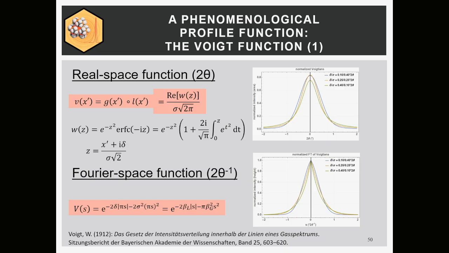Okay, the Fourier space Voigt is actually much simpler, as you can see here. The delta here is nothing else than the half width of the Lorentzian, and the sigma is the sigma of the Gaussian. So the Fourier transform of the Voigt function is a much simpler function, which makes it much easier to do all the convolutions in Fourier space.